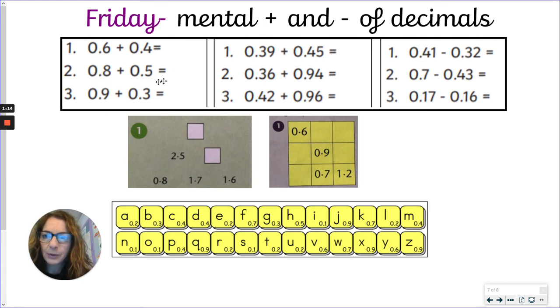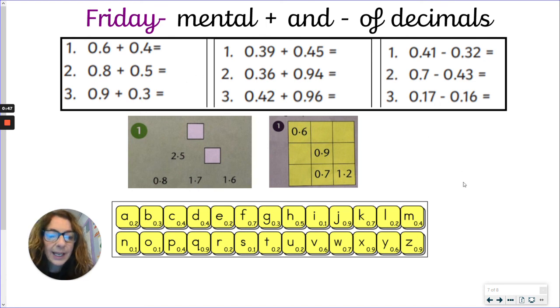So if we look at number 2 here, 0.8 add 0.5, we know that 8 add 5 is 13, but our answer is not going to be 0.13 because that would be smaller than either one of these. Our answer would be 1.3. So I want you to think really carefully about your place value when you are working these out mentally.